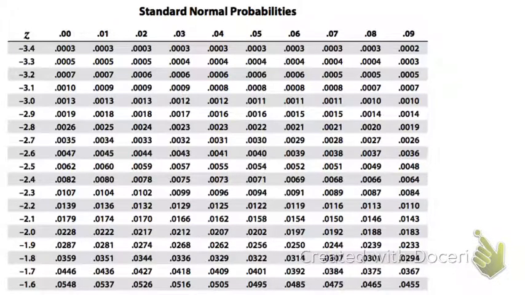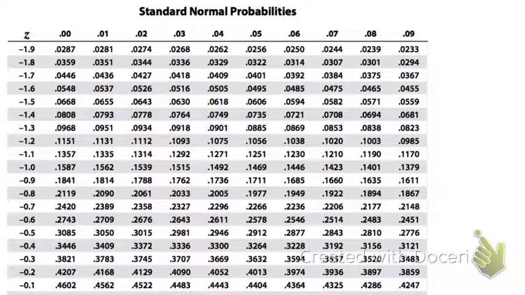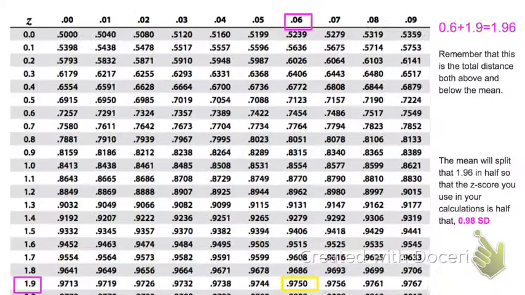So this table, you're just kind of looking in the meat of it for 0.975. Not there. Not there. There it is in yellow. So what you do once you find it is you go up to find the number here. We get 0.06. And then over here, you get 1.9. And you add those two together to get your z-score.